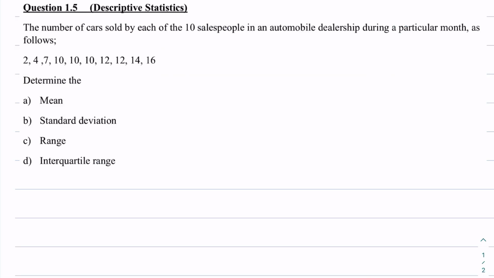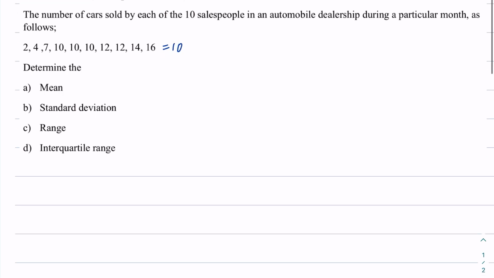Hello, I'm Lam Chom and I'm going to report question 1.5. The number of cars sold by each of the 10 salespeople in an automobile dealership during a particular month is as follows: 2, 4, 7, 10, 10, 10, 12, 12, 14, 16. And in this question, we have to find out the mean, standard deviation, range, and interquartile range. So here we have a total of 10 numbers.